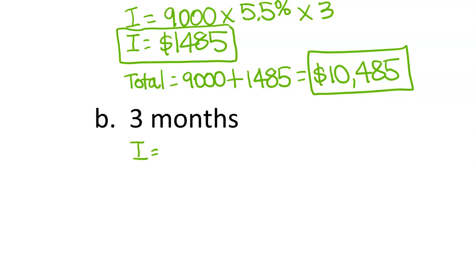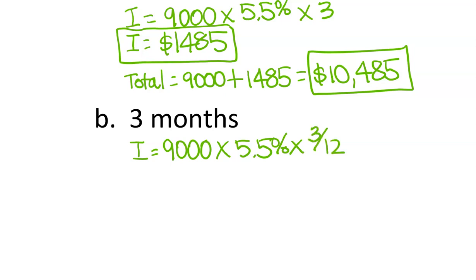Interest is going to be $9,000. Rate is going to be the same. And our time changes this time. It's 3 months. So 3 months out of a total of 12 months. So 3/12. That fraction, if you think of it as a simplified version, you could also use 1/4, but you don't have to do that. So our interest, $9,000 times 5.5% times 3 divided by 12.